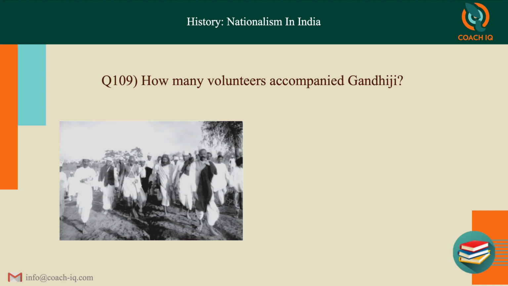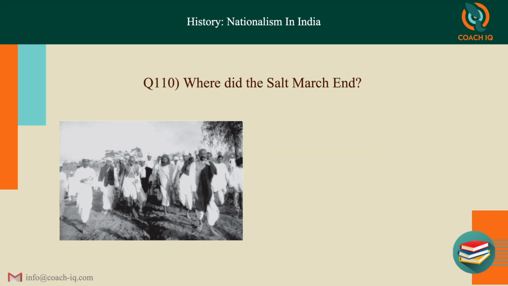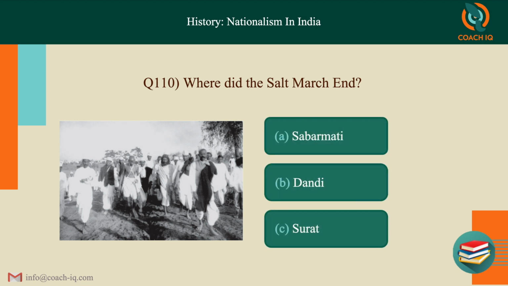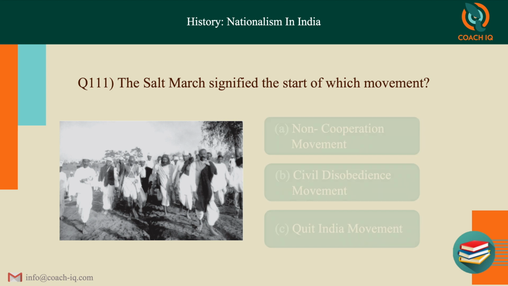The second one, how many volunteers accompanied Gandhiji? The answer is 78. Starting from Sabarmati, there were 78 volunteers. On the way, many joined. So the answer is 78. The next one, where did the Salt March end? It ended in Dandi.